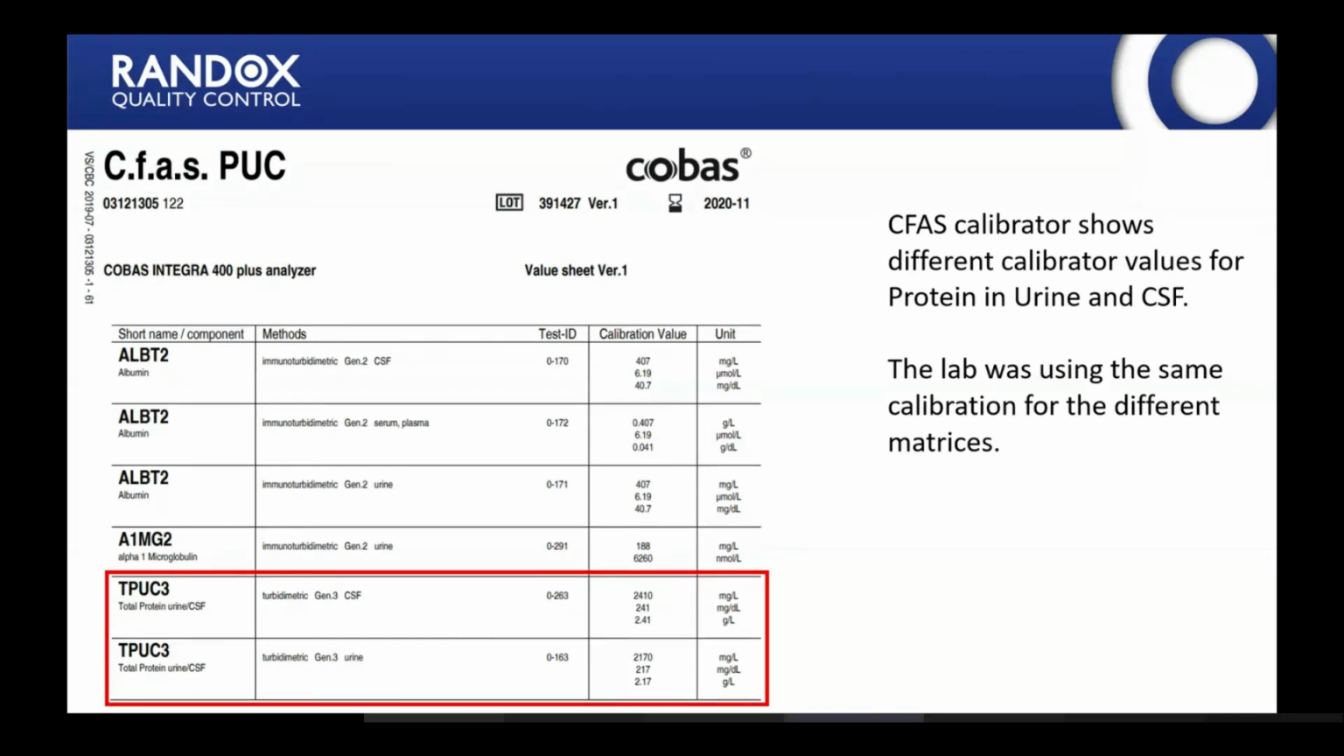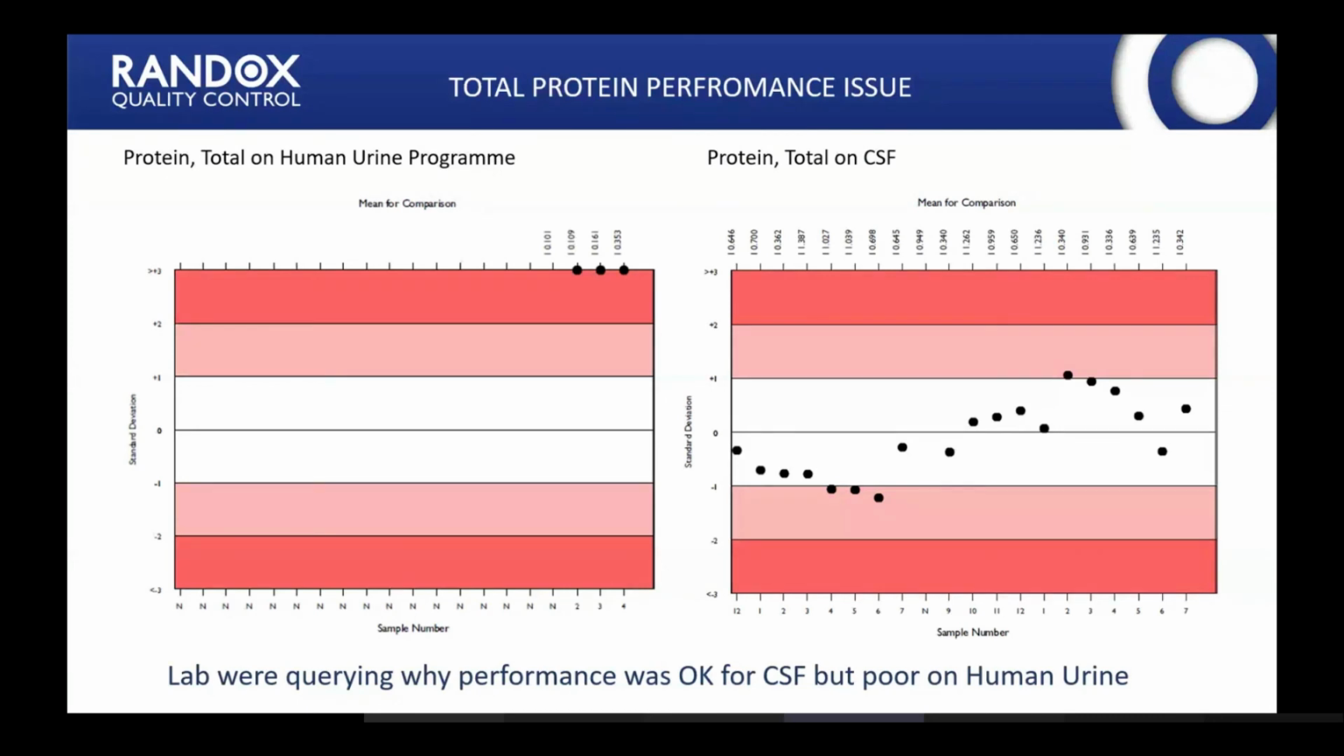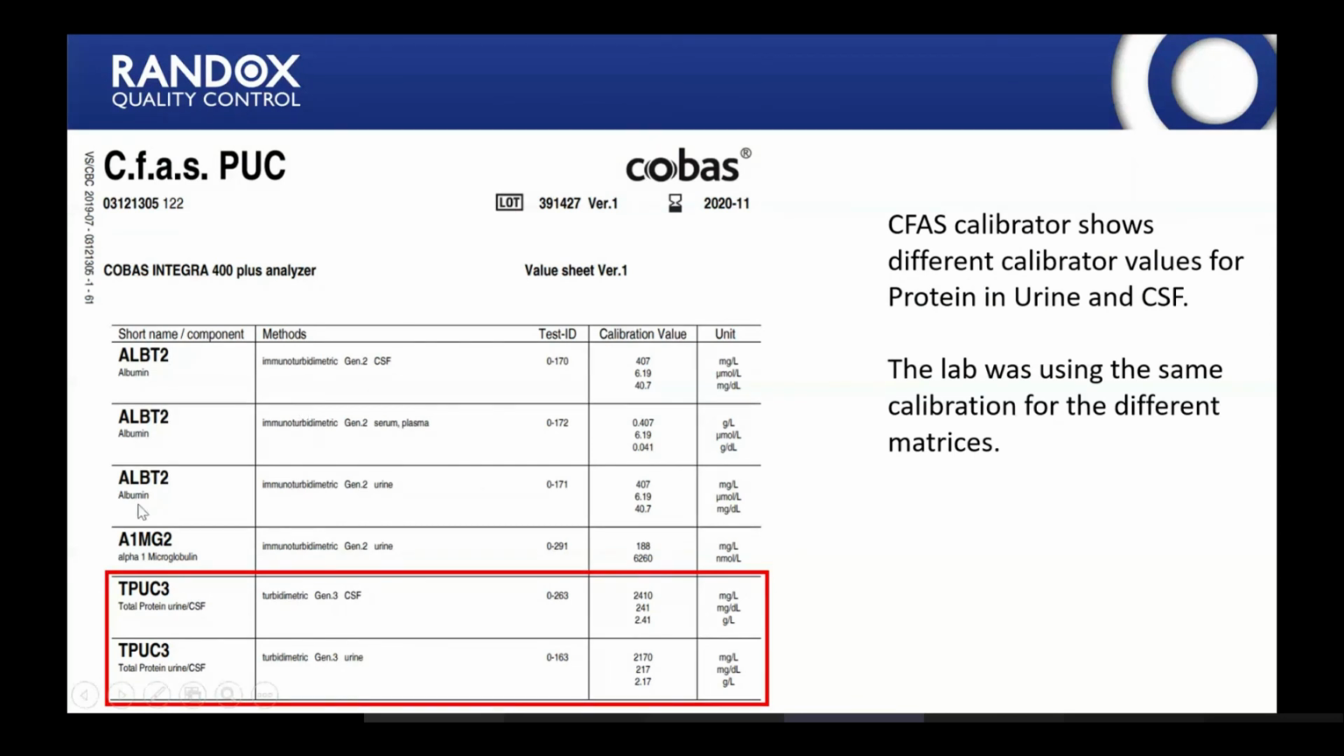It came down very quickly. We once again went through it, trying to help the lab to determine this, and it all basically came down to the calibrator that they were using. They were using the wrong targets for the protein program, or sorry, for proteins on the urine program. In this case, they were actually using the CSF targets.